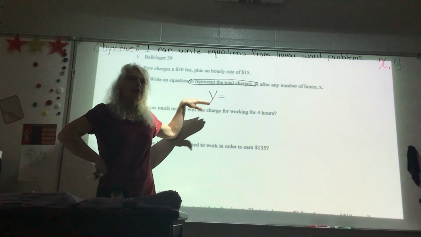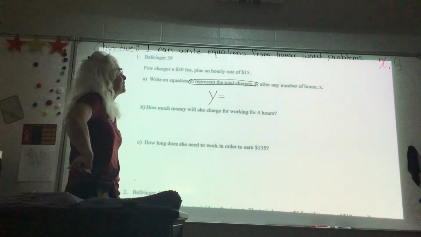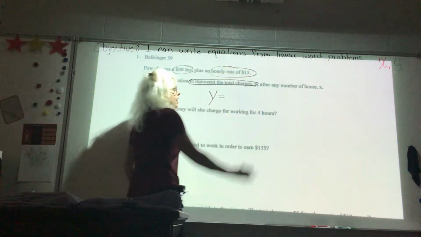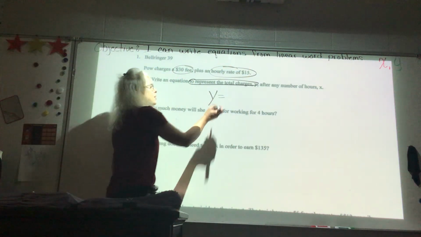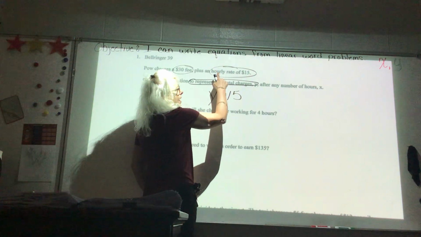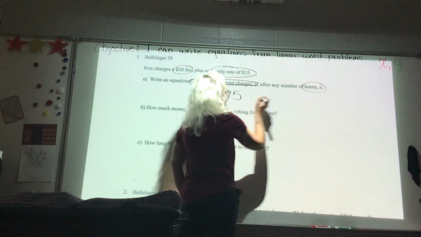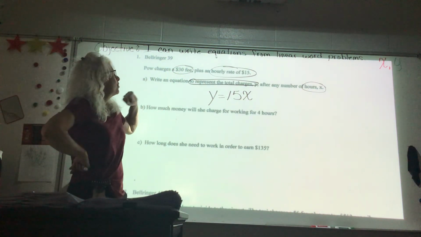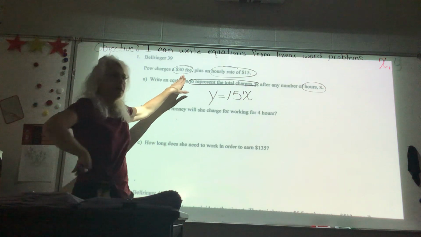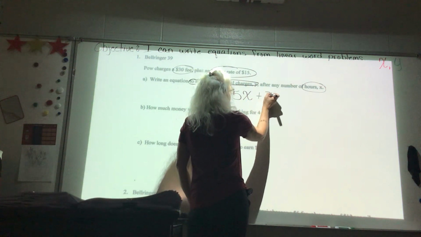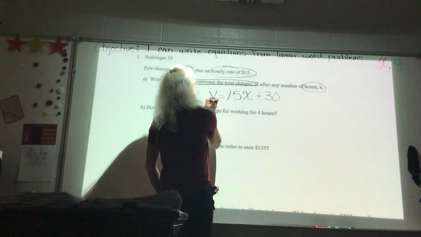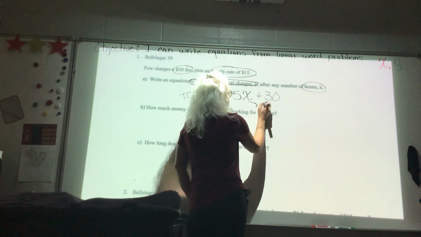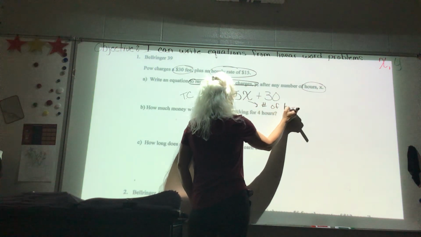And we want to write this in slope-intercept form, so which number represents the slope? The $30 fee or the hourly rate of $15? Good, so I'm gonna put 15, and this is hourly, so we're gonna use X, just like Julia said. And then is the y-intercept a positive or negative? Positive, so we're gonna put plus or positive 30. This is your total charge, and then this is your number of hours.